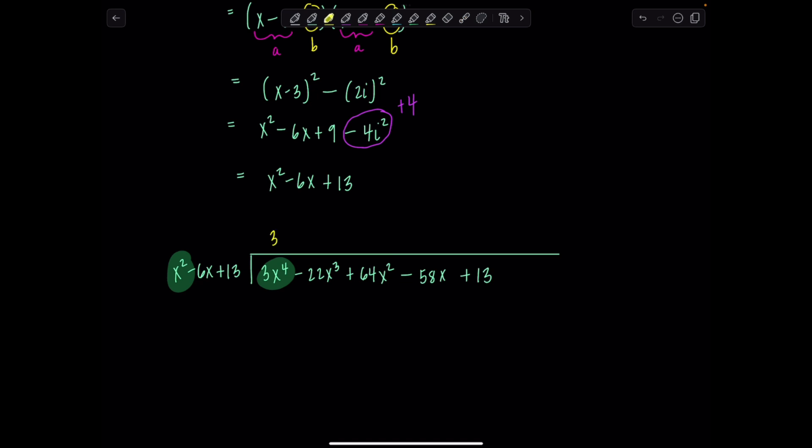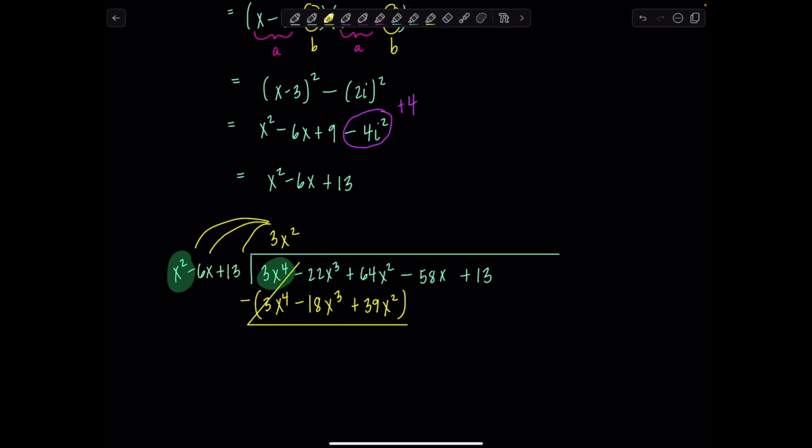3x squared. Very good. Distribute, distribute, distribute. Write it underneath. So it'll be 3x to the 4th minus 18x cubed plus 39x squared. Then I subtract that from the row above. Don't forget the negative distributes with it.